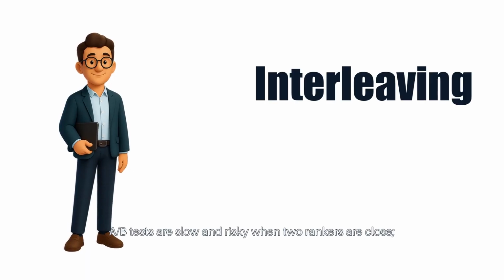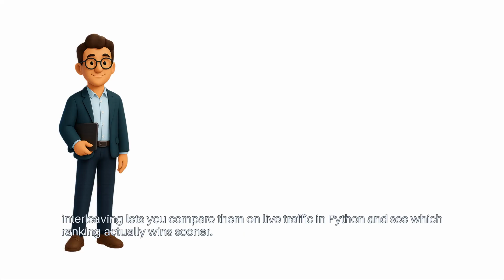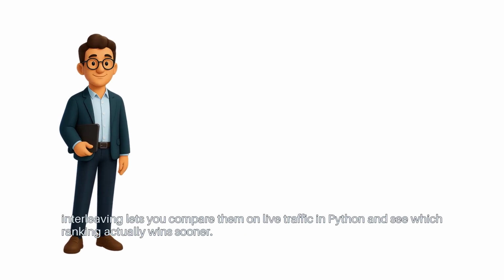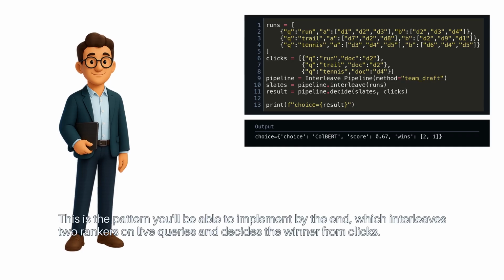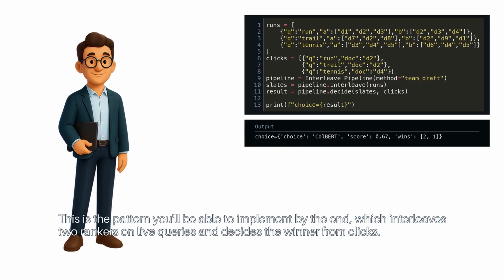A/B tests are slow and risky when two rankers are close. Interleaving lets you compare them on live traffic in Python and see which ranking actually wins sooner. This is the pattern you'll be able to implement by the end, which interleaves two rankers on live queries and decides the winner from clicks.